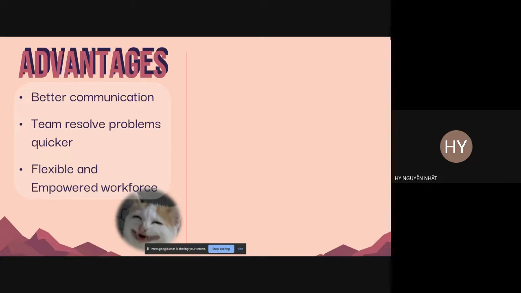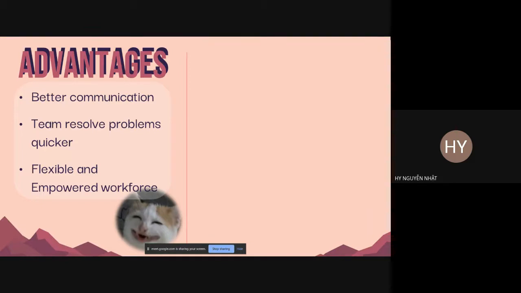Second is that teams resolve problems quicker. This improved communication also means that companies can resolve work issues quicker because employees can share information at a faster rate, which speeds up responsiveness.